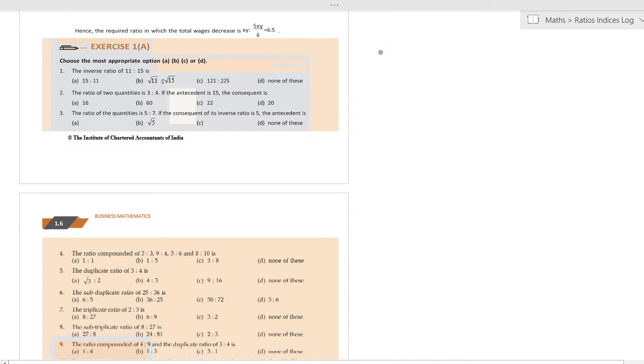So they are asking the inverse ratio in the first question. First question, inverse ratio is B is to A, that is nothing but 15 is to 11. For 11 is to 15, inverse ratio is 15 is to 11.